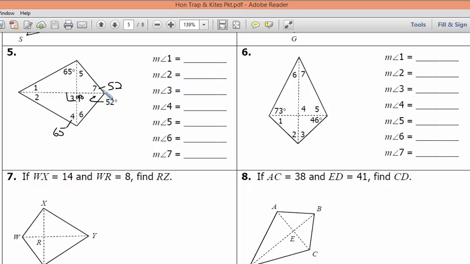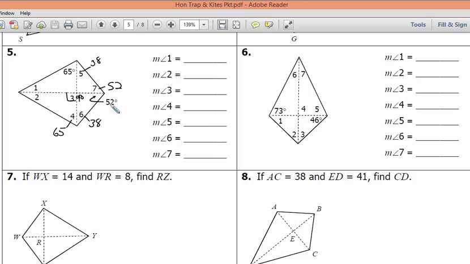So if this is 52, all I have to do is take 90, subtract 52 to get the measure of angle 5, which would be 38. Which means angle 6 is also 38. So to get the missing angles 1 and 2, which are going to be the same, all I have to do is add up what I've already used.